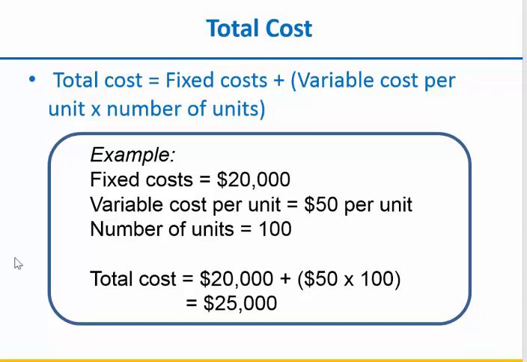I think this example is particularly easy for all of us. You have a fixed cost component. You also have a variable cost component. The fixed cost component is relatively easy. The variable cost component requires one-step multiplication: you have the variable cost per unit multiplied by the number of units. Then together you will have the total cost.